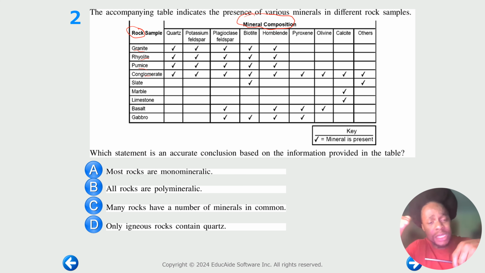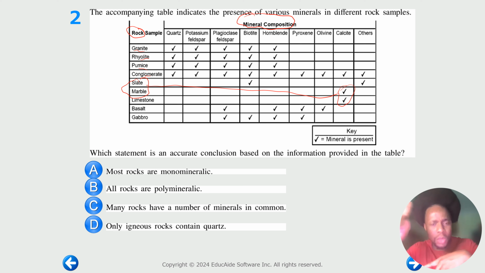So the question says, which statement is an accurate conclusion based on the information provided in the table? Most rocks are monomineralic. Monomineralic simply means one mineral. Mono meaning one, mineralic, one mineral. So are most rocks monomineralic? No. The only ones we see that are monomineralic are slate and marble, each of them containing only calcite. All other rocks contain different minerals, so they are polymineralic. So many rocks are polymineralic.